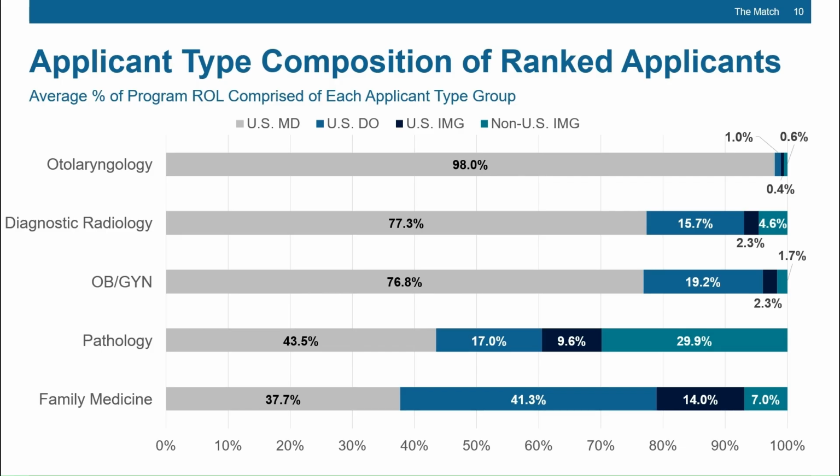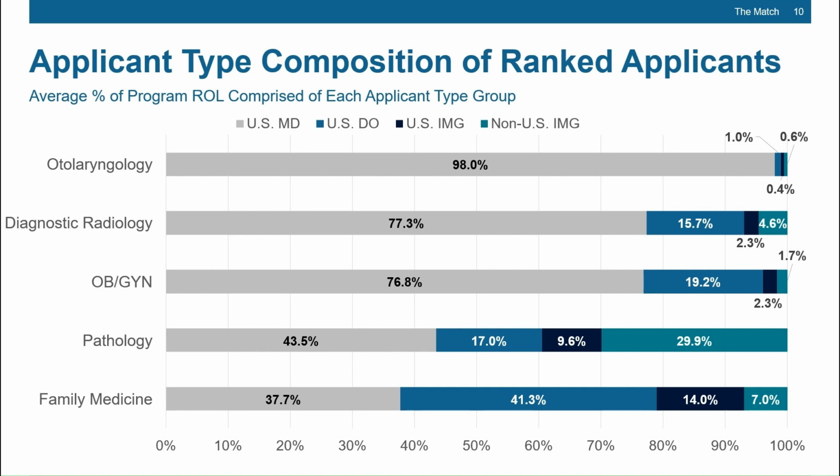First, let's look at the average percentage of program rank order lists comprised by each applicant type, with a focus on 4 different applicant types. First, we have USMDs, which combines USMD seniors and graduates, USDOs, which combines USDO seniors and graduates, USIMGs, and non-USIMGs. Each bar on this slide totals 100%, with each color representing one of the 4 applicant groups. I also wanted to give you a reminder that these compositions are calculated at the program level, then averaged across all programs within a specialty.